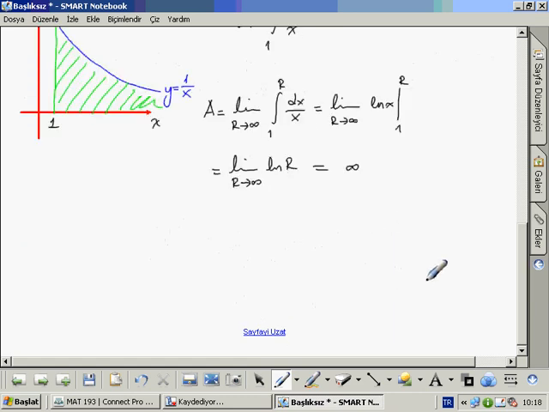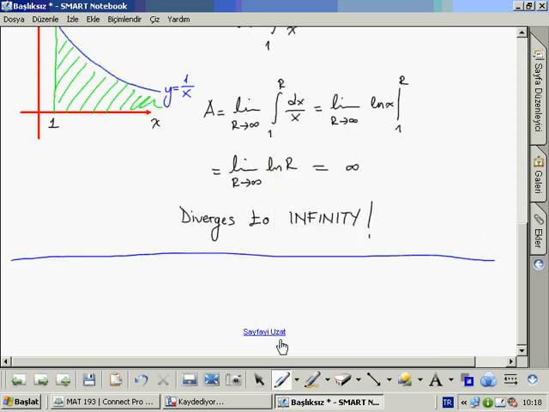So what can we say about it? We can say that this function diverges to infinity. This is important. Do not confuse the 1 over x function and the 1 over x squared function. These are very characteristic functions for these improper integrals.